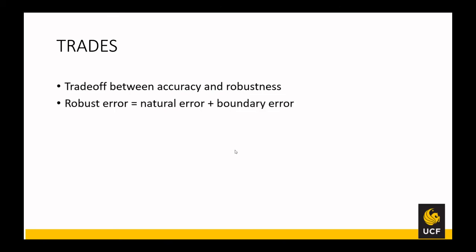So we're going to see the TRADES algorithm compared in the results section. TRADES examines the trade-off between accuracy and robustness. Robust error is the error on adversarial images and is made up of two components, the natural error and the boundary error. Natural error is the error on natural images in the training data, and boundary error has to do with how far the decision boundary is from those training samples.